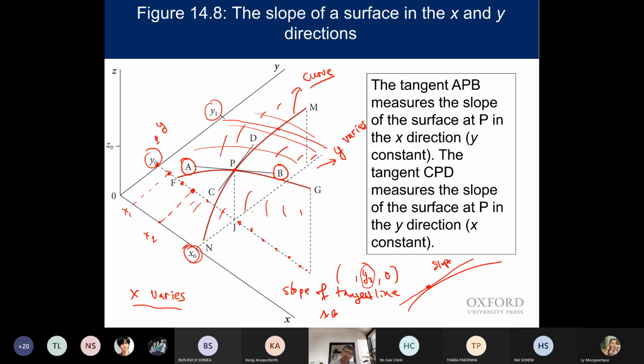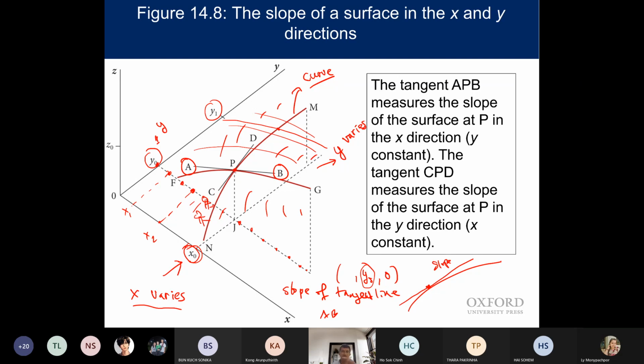In this case, you are just walking in the y direction instead of the x direction, right? You start here and walk along the y direction, and then how are you going to feel the stiffness? It's a slope, right? Again, you want to compute the slope at the point P, but in this case in the y direction. In other words, you want to measure the slope of the tangent line CD.